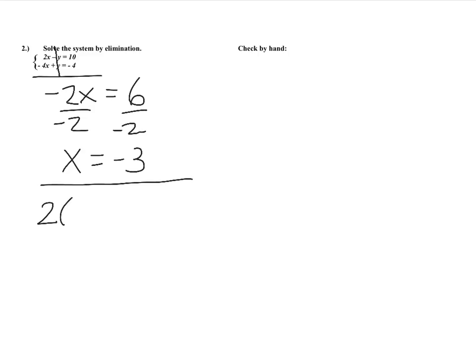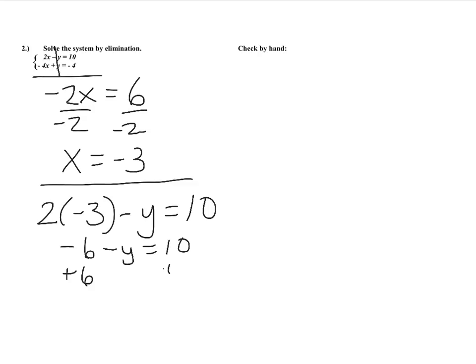So I'm going to have 2 times -3, and if you've already done this problem and plugged it into the bottom equation, that's fine. You should get the same thing as me. So I have 2 times -3 minus y equals 10. Well, 2 times -3 is -6 minus y equals 10. Get y alone, so I'm going to add 6 to both sides, and I'm going to get -y is equal to 16.